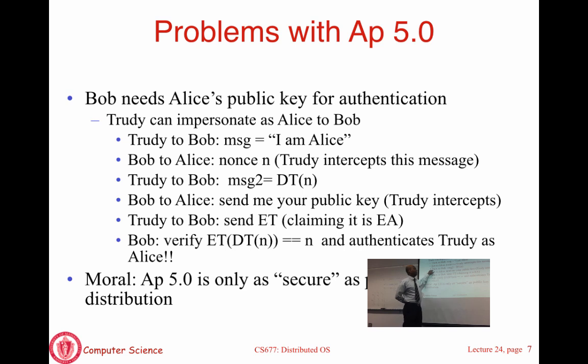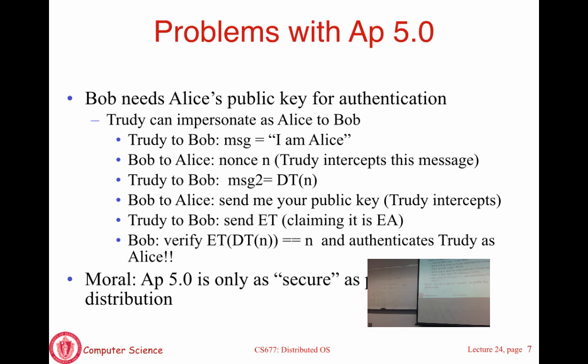Now, what Trudy is going to do is she has to send an encrypted version of the nonce. Trudy is going to use her private key, not Alice's private key, to encrypt that nonce. So you use the private key, that's why it says D of T. She sends the nonce back. Now, for Bob to authenticate that this is Alice, Bob needs Alice's public key.